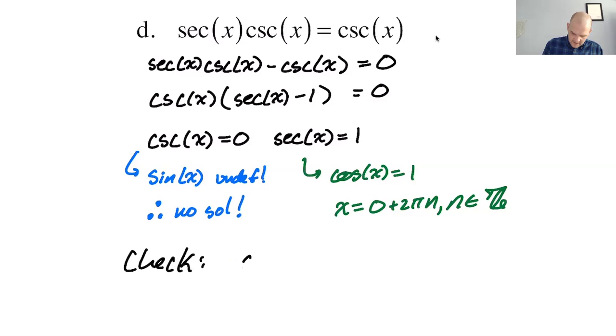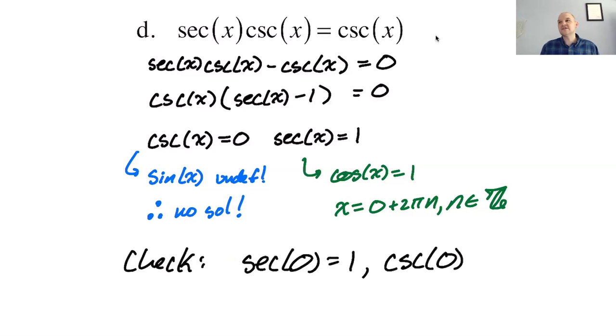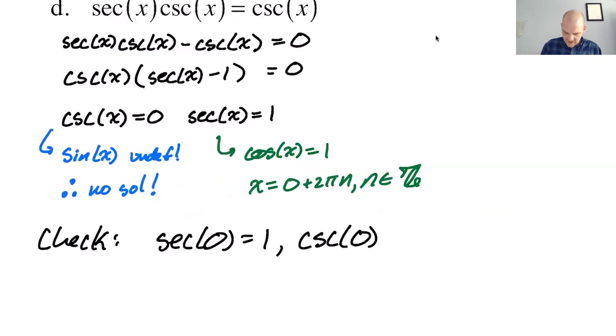All right, secant of 0 is definitely 1. Cosecant of 0. Well, the cosecant of 0 is the reciprocal of sine of 0. This actually doesn't exist. This is undefined.